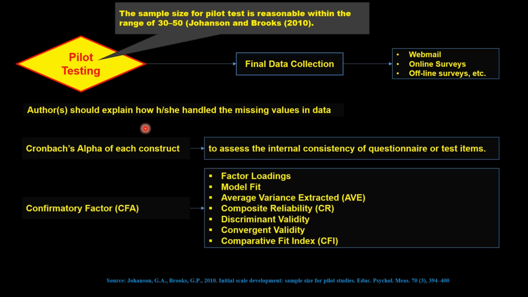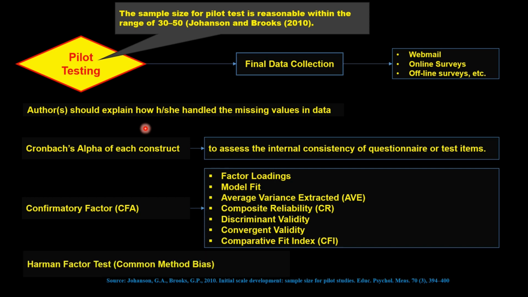In the next step, the author should describe the confirmatory factor analysis. In this analysis, factor loadings, model fit, average variance extracted, composite reliability, discriminant validity, convergent validity, and comparative fit index should be reported. Moreover, the details about the Harman factor test for common method bias should also be provided.